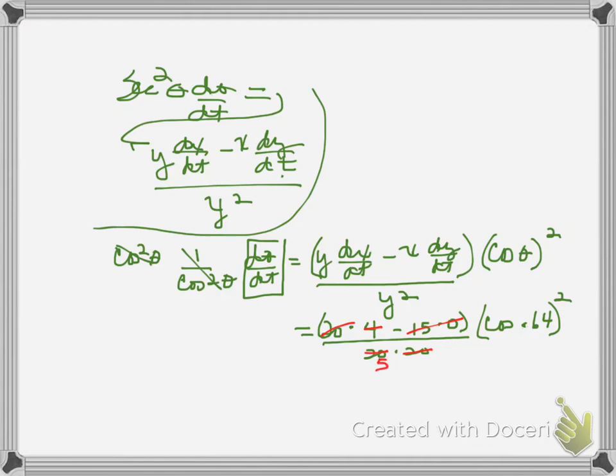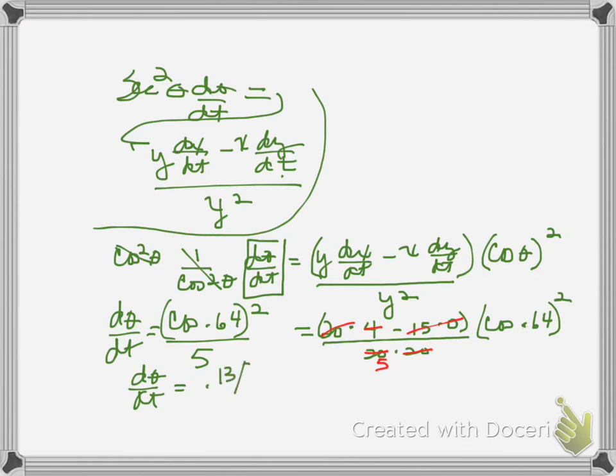Okay, so we can rewrite this one more time just for clarity's sake. So right now I know, and I'll write it over here, that d theta dt equals, all that's left in my numerator is cosine of the angle 0.64, and that term needs to be squared. All I have in my denominator at this point is just a simple 5. Okay, when you do that math, you end up getting d theta dt is 0.13 radians per second. Okay, and that's our answer. That's what we were looking for, how that angle was changing.